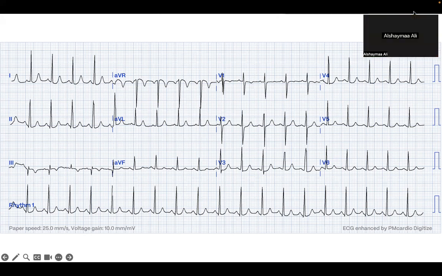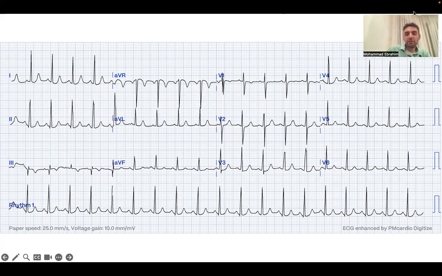Yes, there's a short PR. Some waves have wide QRS, but there is no apparent delta wave or slurring. So are you confident that there's WPW, or are you just suspecting that? Some waves have wide QRS, but others don't. And I feel the PR is short here, all through the ECG.